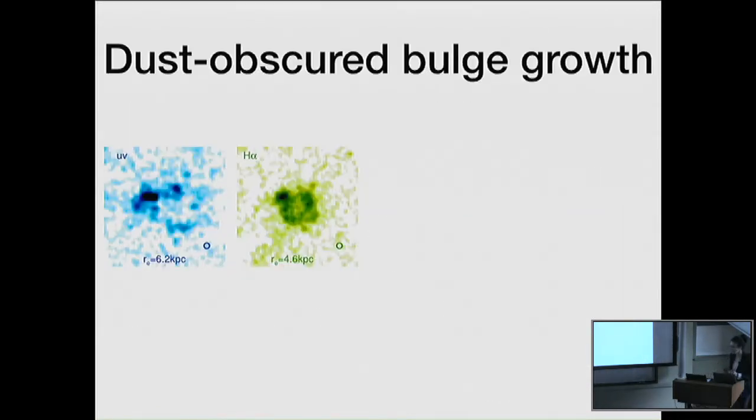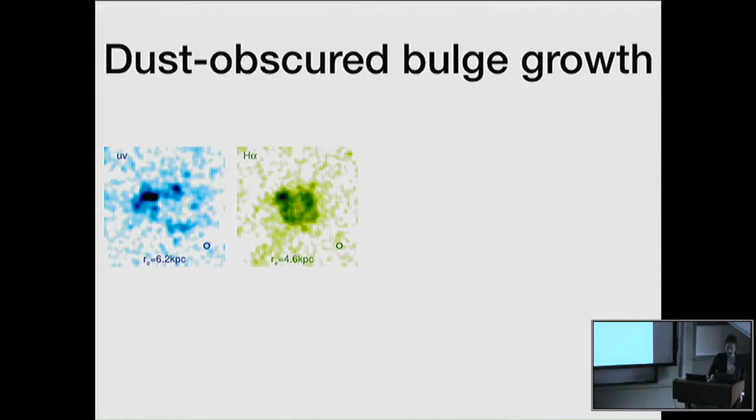To test this, I recently led a program to do millimeter interferometry on what we think is the progenitor of a galaxy like Andromeda, at a redshift of 1.25. These are the unobscured tracers of star formation, so this is UV emission and H-alpha emission. As you can see, there's this kind of ring of star formation in both the UV and H-alpha emission, which, if this were representative of all the star formation, would suggest that this galaxy is essentially quenched in the center.